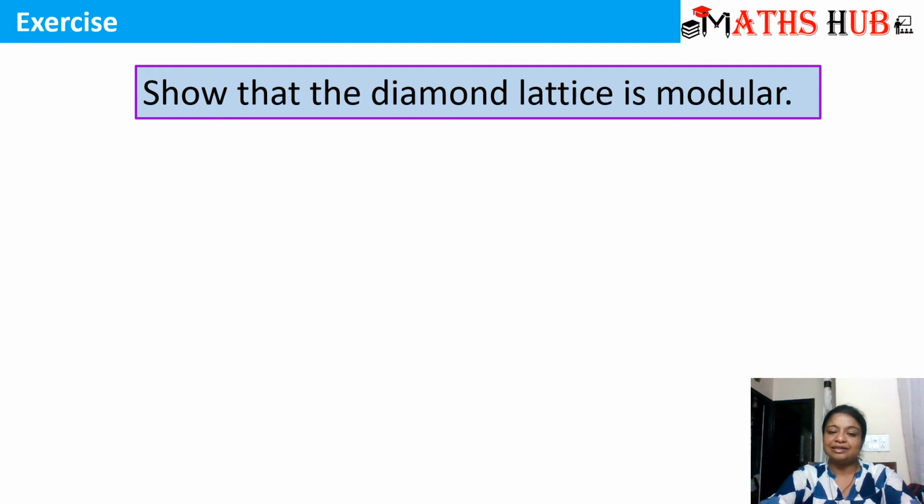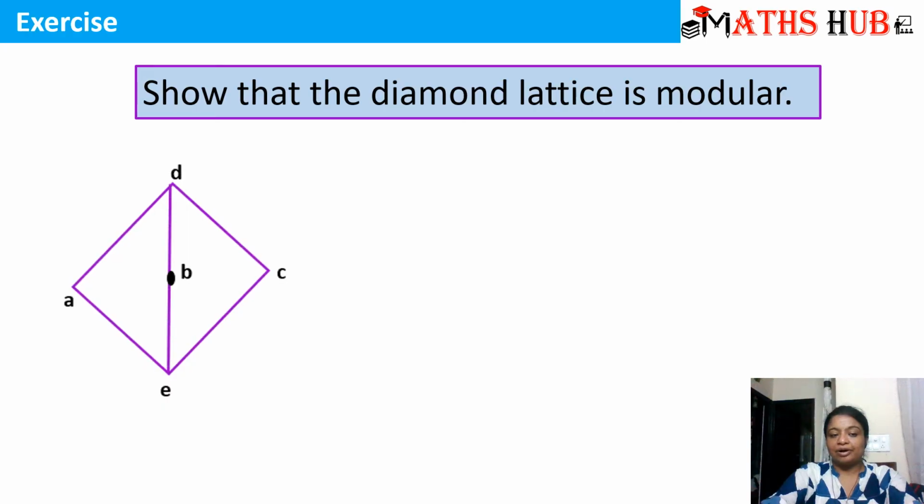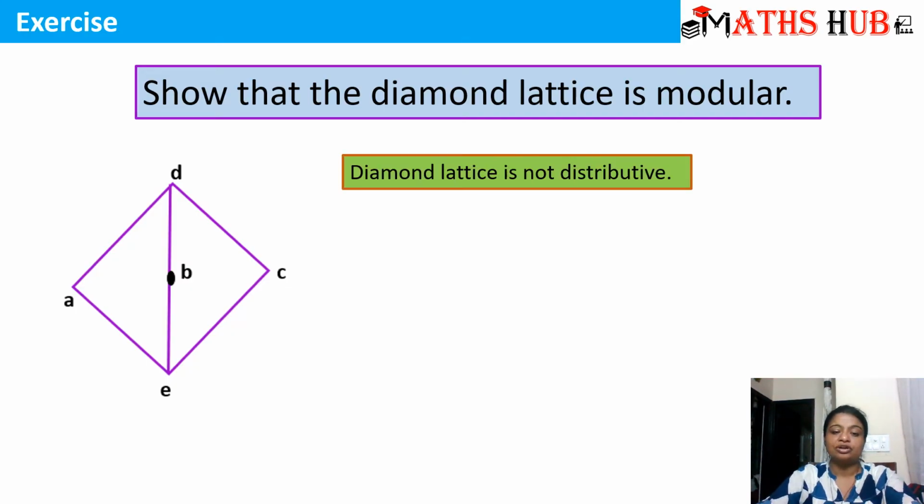You have to show that the diamond lattice is modular, right? And we have already done the diamond lattice. So this is the diamond lattice. And you can see in my video, the same lattice has been done in distributive lattice also. And we have proved that the diamond lattice is not distributive, right? You can check my previous videos on distributive lattice, and you will find that this lattice was proved not to be distributive. If it was distributive, it would 100% become modular, right? So now this is not distributive.